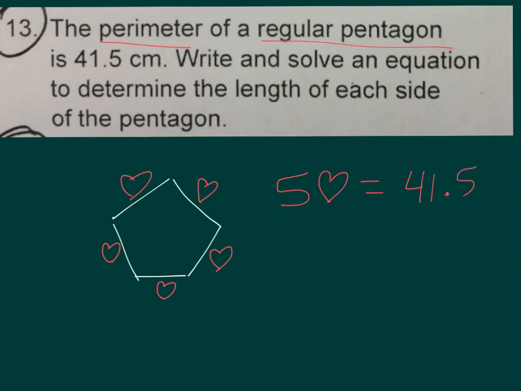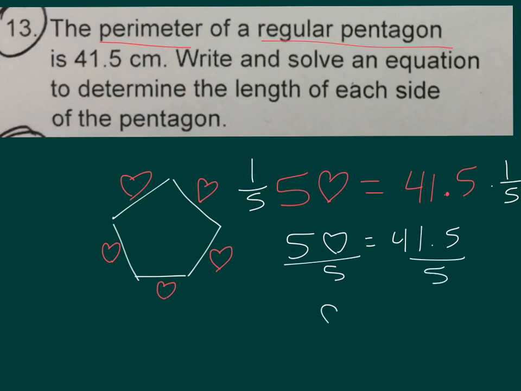Now, notice, like I said, I use a heart instead of an X or a Y. It's still a variable. Since this is a multiplication problem, I can either multiply by the reciprocal, so the reciprocal of 5 is 1 over 5, or we can divide by 5. Either method is fine. So the 5's cancel out, just like 5's cancel out here. Now, 41.5 times 1/5 is the same as saying 41.5 divided by 5. The only thing you can do is just divide it.